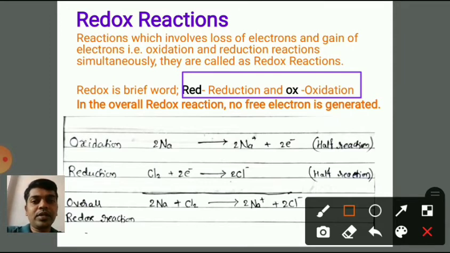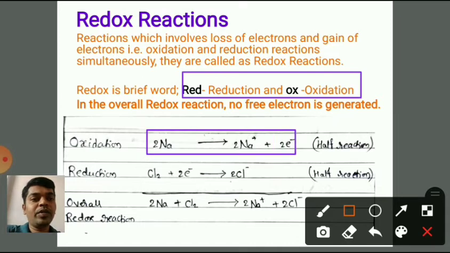In the first example, that is the first reaction, the oxidation reaction, two sodium metal atoms are taken. From two sodium metal atoms, two electrons are removed. After removal of electrons, we will get the sodium ion. Okay, two sodium ions are obtained. So this is nothing but the oxidation process.